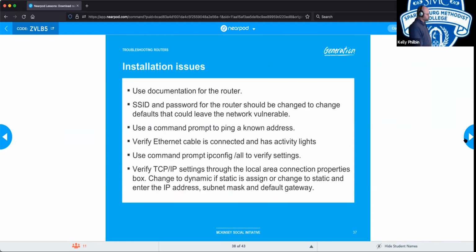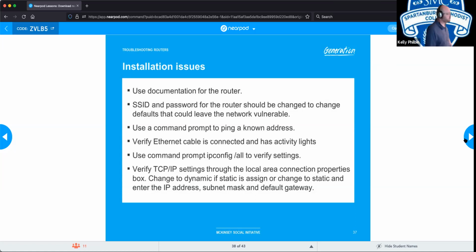We talked about this a little bit earlier today. The SSID and password for the router should be changed so that it is not a wide open network vulnerable for people to just kind of step in. And this is your Wi-Fi sign in and password, not to be confused with your router sign in and password, which is going to be different. Please do not use the same thing for both. Get those changed so that your network is more secure.